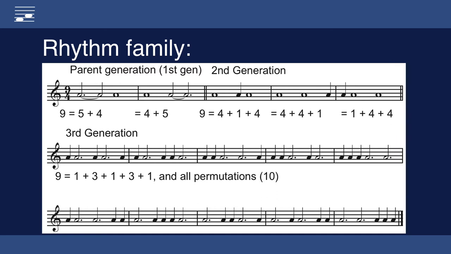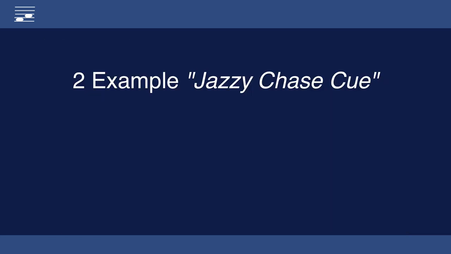All permutations of the rhythmic elements are shown. The 2 bottom staves show the 10 permutations of the 5-element third generation. All these patterns will appear in the example music cue. So, now let's listen to this jazzy chase music cue.